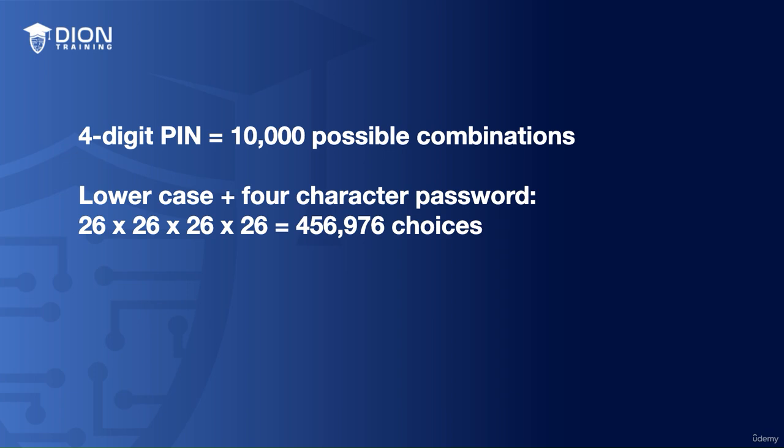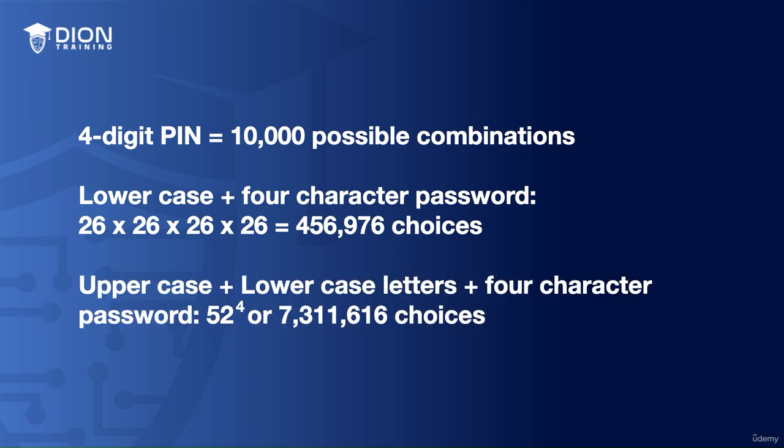Now, if I wanted to use lowercase letters instead and still use a 4-character password, I would have 26 letter options for each character, or 26 times 26 times 26 times 26, which equals 456,976 choices. So just switching from numbers to lowercase letters gives me more than 40 times the number of possible 4-character passwords. But if we add in uppercase, we move the 26 choice options to 52 options per character. For a 4-character password, this gives us 52 to the power of 4, or 7,311,616 choices, which is now 731 times more options than our original 4-digit PIN.